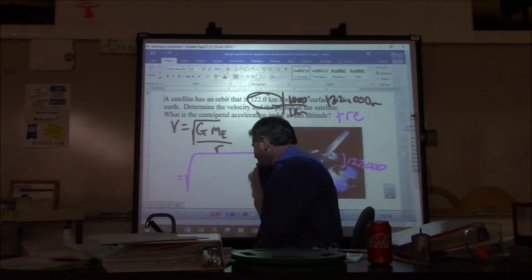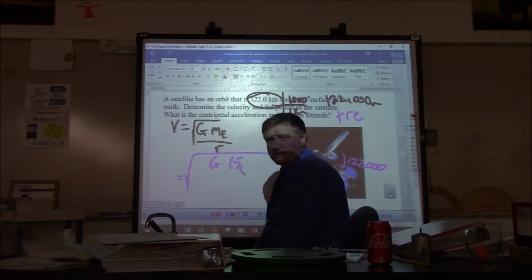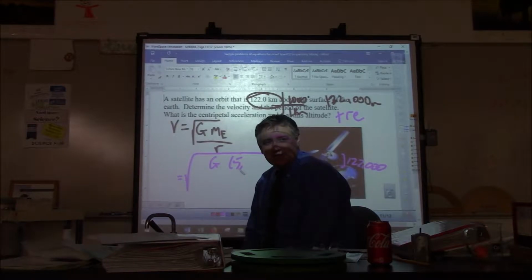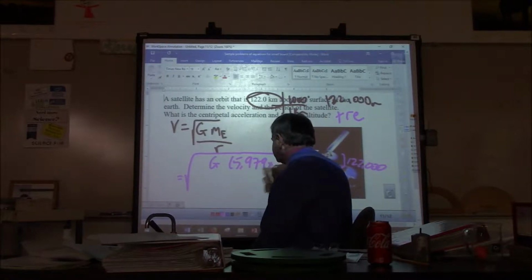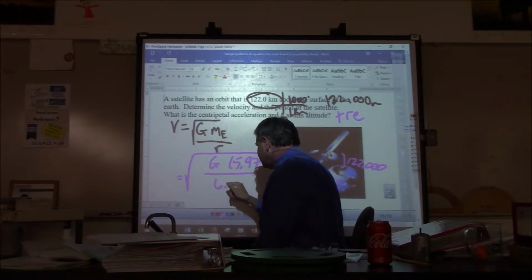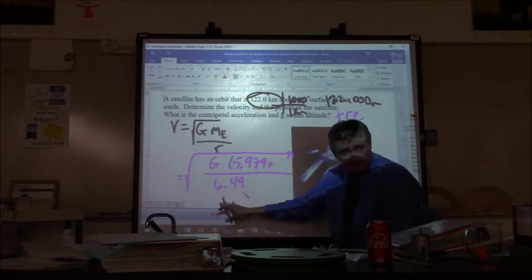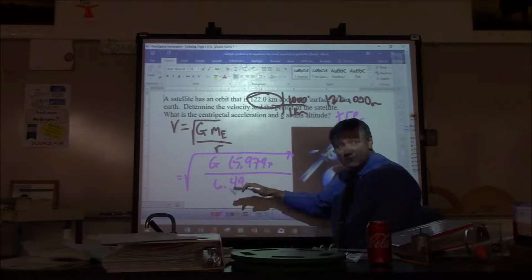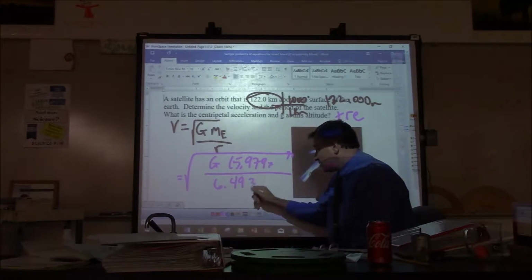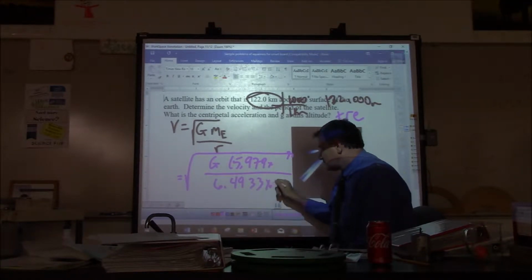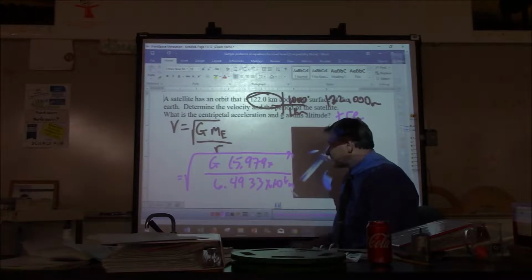6,049,000. Scientific notation: 6.49 times 10 to the 6th. Is that exactly 6.49, or is there more to it? There's threes. Do not round this number. 6.4933 times 10 to the 6th meters. And that's exact.